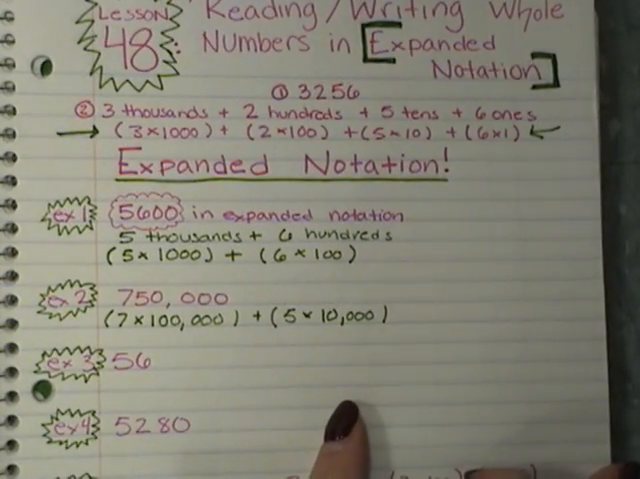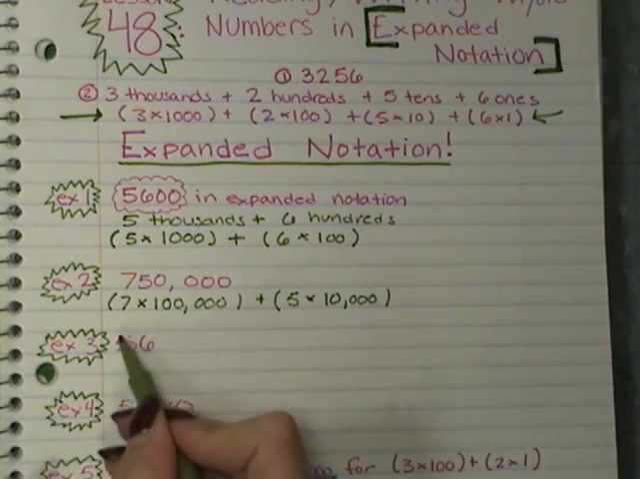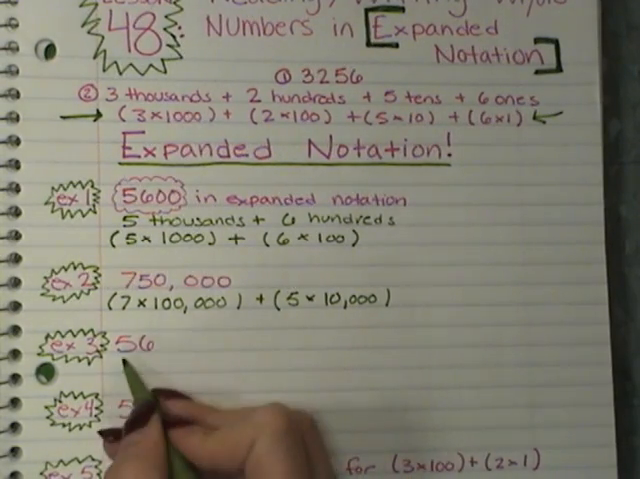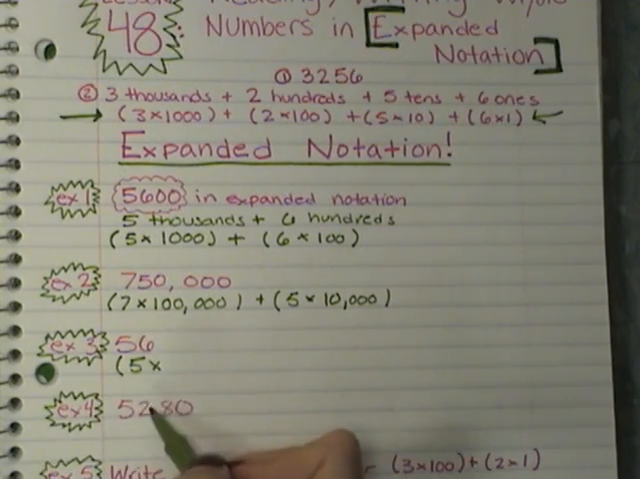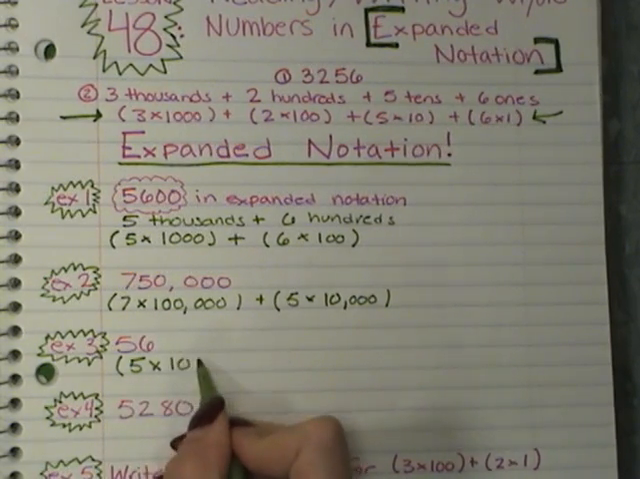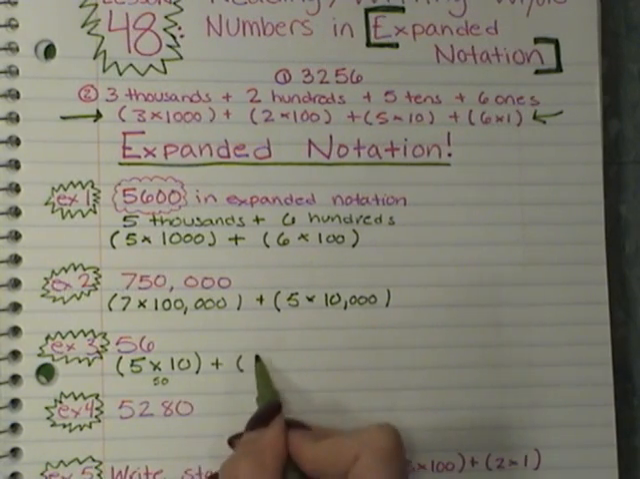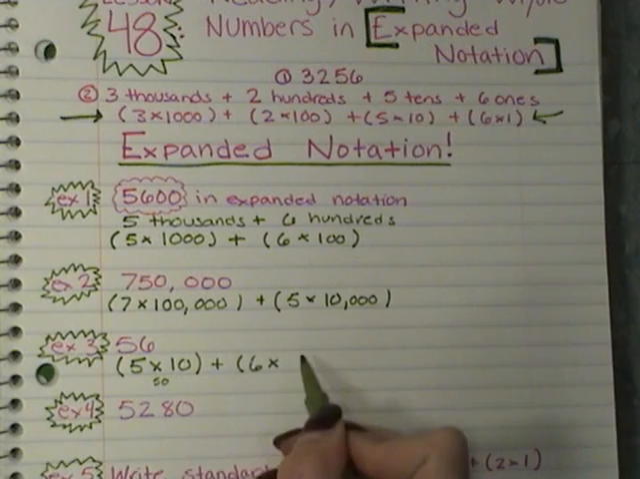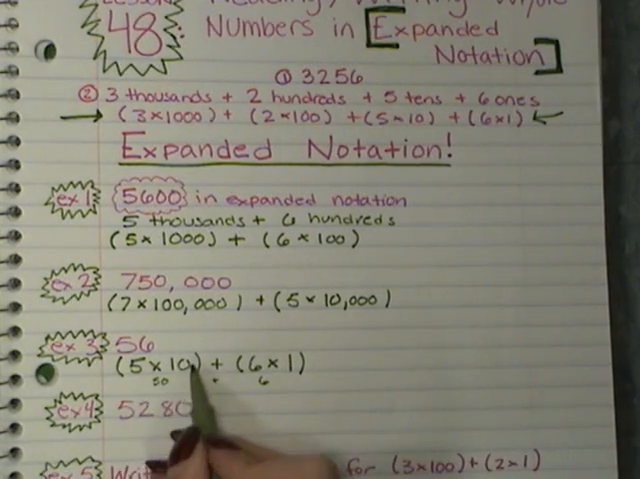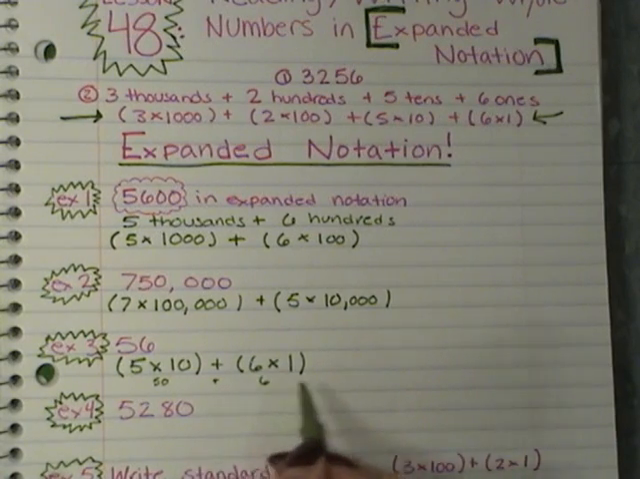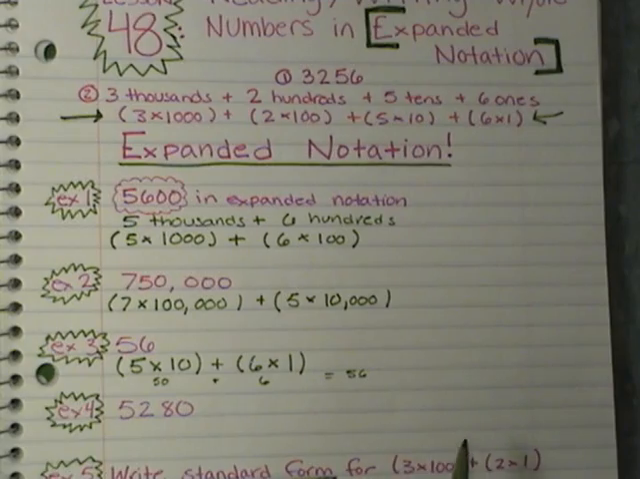Okay, on to an easier one. So we have 56. I start with my highest number here. I'm going to write 5 times, in my tens column, 5 times 10, which is 50 if you want to see it out, plus 6 times, I'm in my ones column, just my 1. So 6 times 1 is 6. If you look down here, 5 times 10 is 50, plus 6 times 1 is 6. When you add those two numbers together, you get 56. So that's how you can check it.